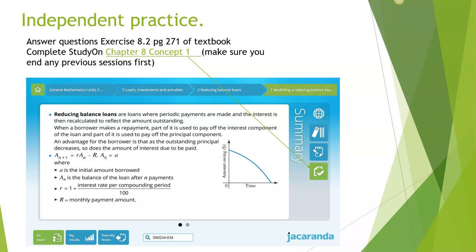So now it's time for you to do some independent practice. I need you to go to page 271 of your textbook, complete the questions, and then go to Study On in your online textbook. Once again, make sure you end any previous sessions before you start, and click the tick sign to start. The next slides are going to have the answers to these questions, so I would like you to have a go at doing the questions before moving on. If you are stuck and don't know what to do, or you've done the questions and want more explanation of the answers, then feel free to follow on, but at the moment, pause the video.